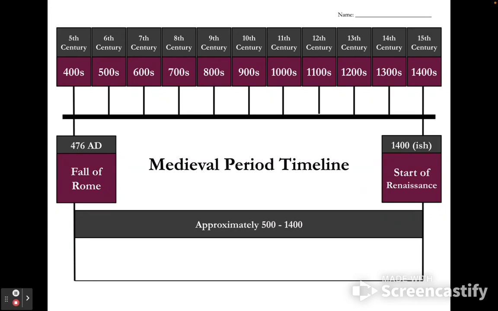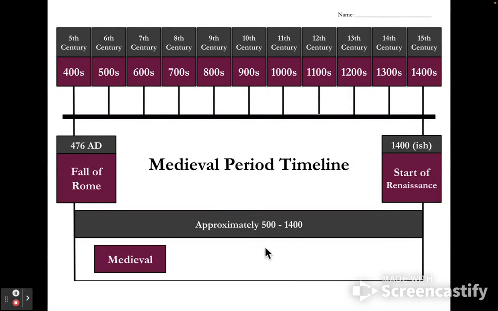This year, we are focusing on all of these years. We are focusing on the medieval period. We are starting where Mr. Schofield left off with the fall of Rome. We're going to learn about all of these centuries, and then we'll end right before the start of the Renaissance, and that's what you'll start learning in 9th grade.